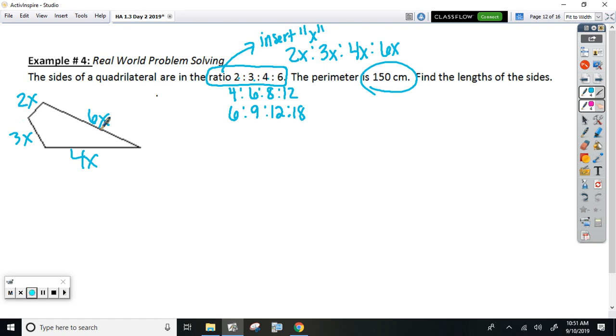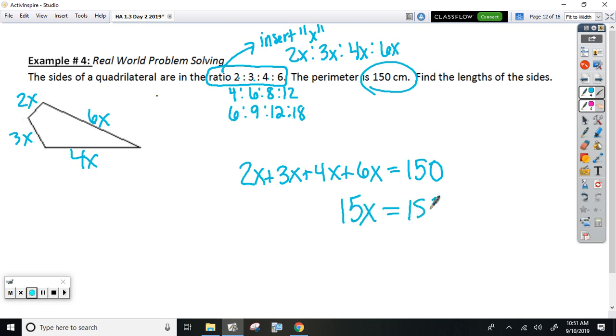The perimeter has to be 150, so we need to add up all of our sides and set it equal to 150. For an irregular quadrilateral, there's no formula for perimeter, just add them all up. So we get 5 and 10, which is 15.